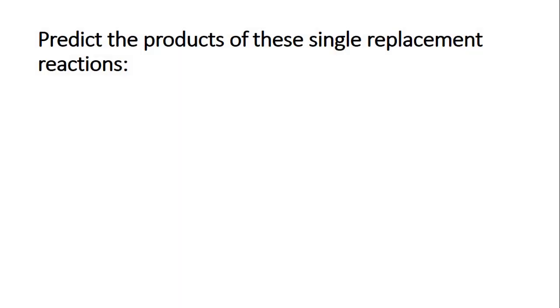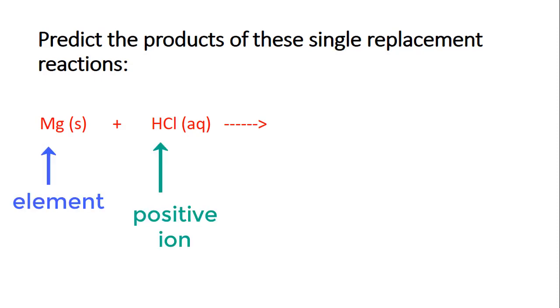Now I'd like to practice a few single replacement reactions and see how you do. Remember, in all of these, I want you to think about what element is being thrown in, and then use an activity series of metals chart and determine, is the element that I'm throwing in more reactive than the positive ion that I'm trying to kick out? If it is more reactive, then the chemical reaction will occur. If the element that I'm throwing in is less reactive, then the chemical reaction will not occur.